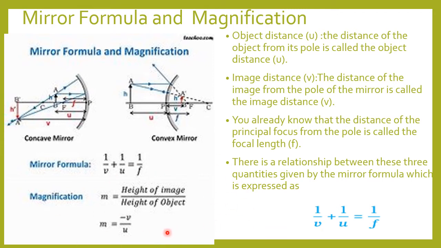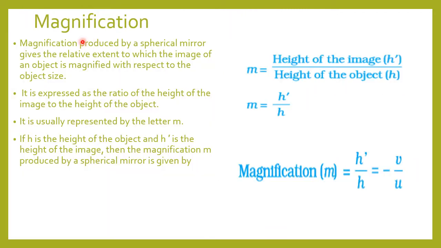So two formulas you have to learn and remember. One is the mirror formula, 1 upon V plus 1 upon U equal to 1 upon F. Whereas the other is the magnification formula, M is equal to minus V upon U, or M is equal to h dash upon h. Already I have told you about magnification, just once again we will see what is magnification.